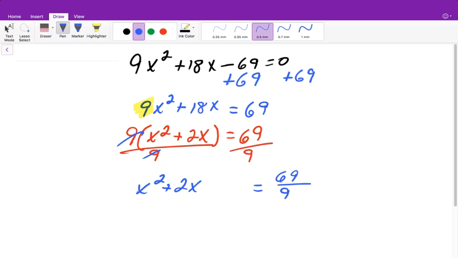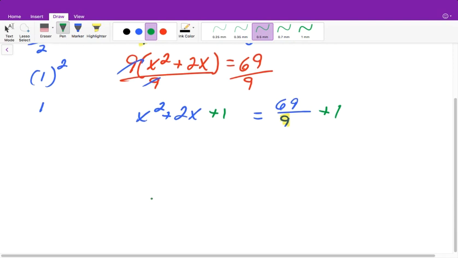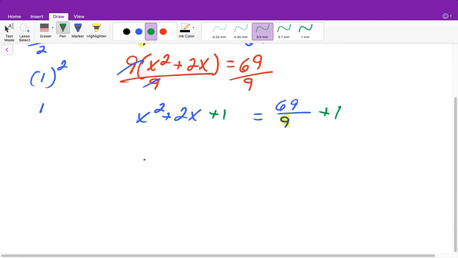Now, if you notice that the denominator is a perfect square, I wouldn't simplify this just yet. Leave it like it is. Then we will take our b, which is 2, divided by 2, so that's 1. We will square it, that's 1 still, and we will add that 1 to both sides. All right, so now we have 69 over 9 plus 1.